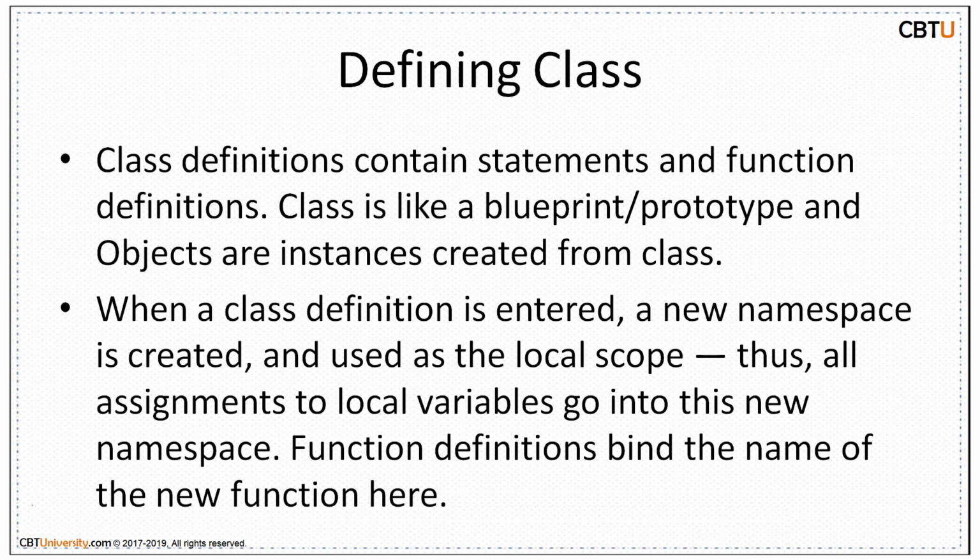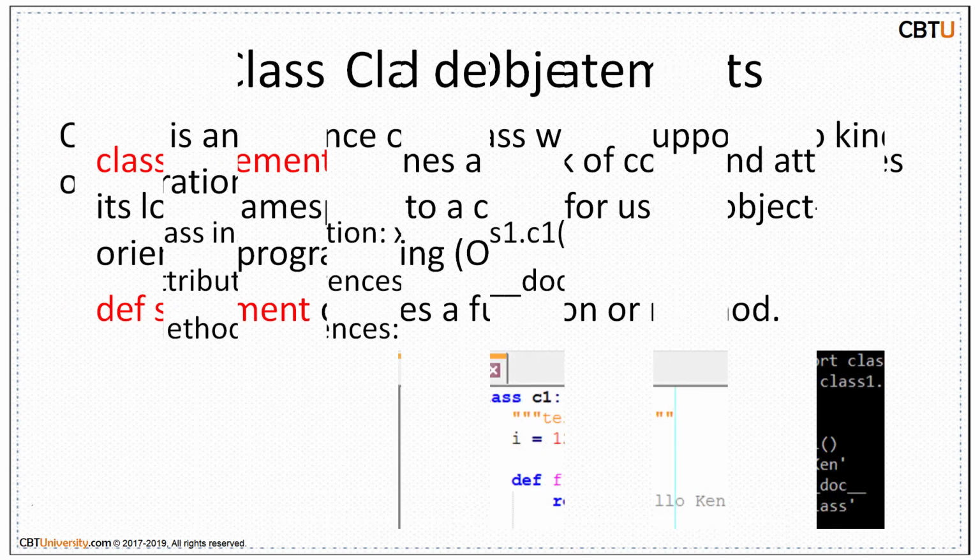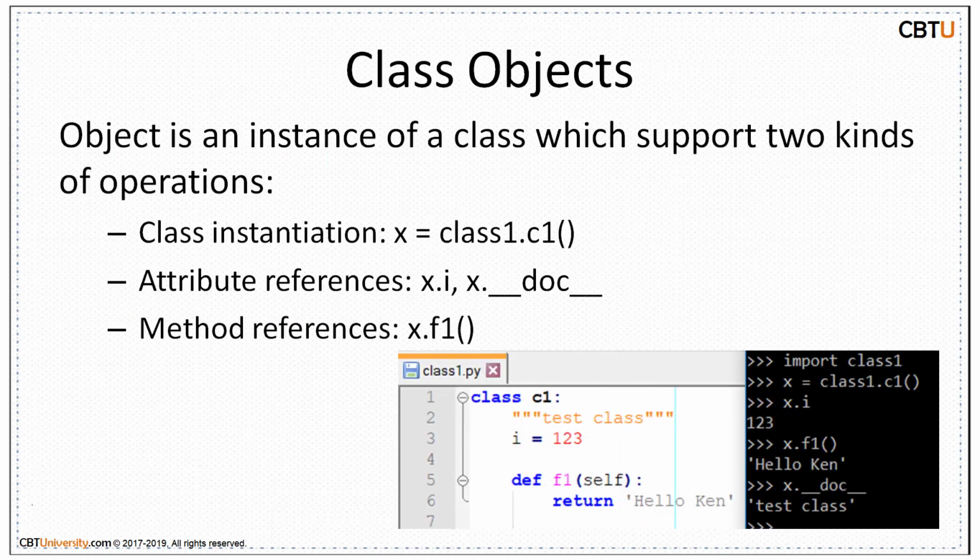Python classes provide all the standard features of object-oriented programming, OOP. Class statement defines a block of code and attaches its local namespace to a class for use in object-oriented programming. Def statement defines a function or a method. Object is an instance of a class which supports two kinds of operations: attribute references and method references.